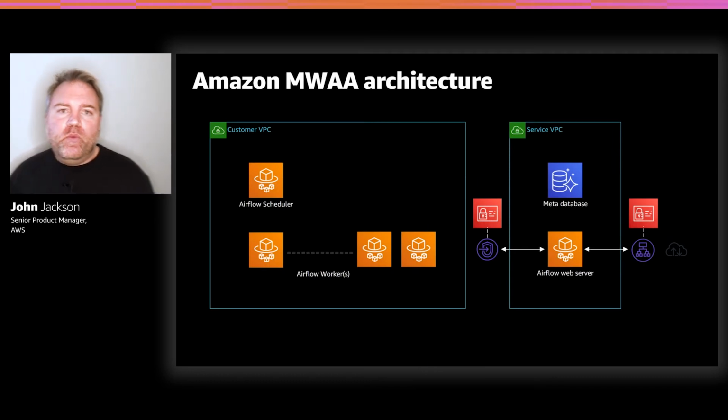So to give you an idea of what this looks like, for those of you that want to understand how this is put together, you can see that within your VPC, the Airflow scheduler exists, and then one or more Airflow workers, depending on how many you need based on your demand. And then within the services VPC, we have a metadata database, and then the Airflow web server, which can be connected either to that aforementioned VPC via a VPC endpoint, or accessible via the internet via an application load balancer internal to the service. And in either way, those are secured by IAM.